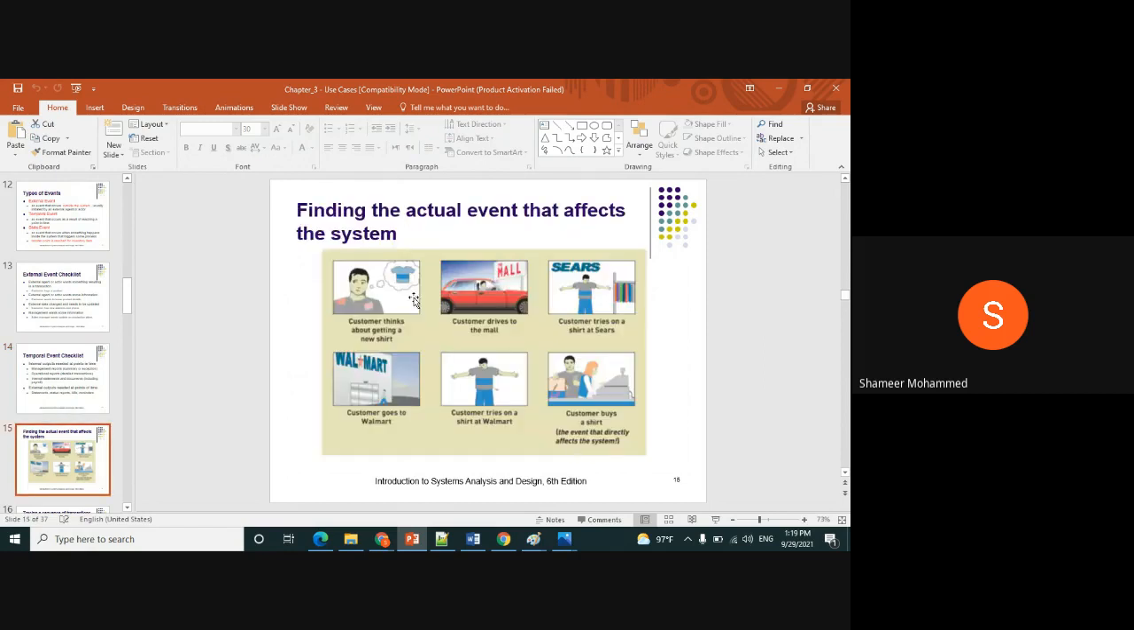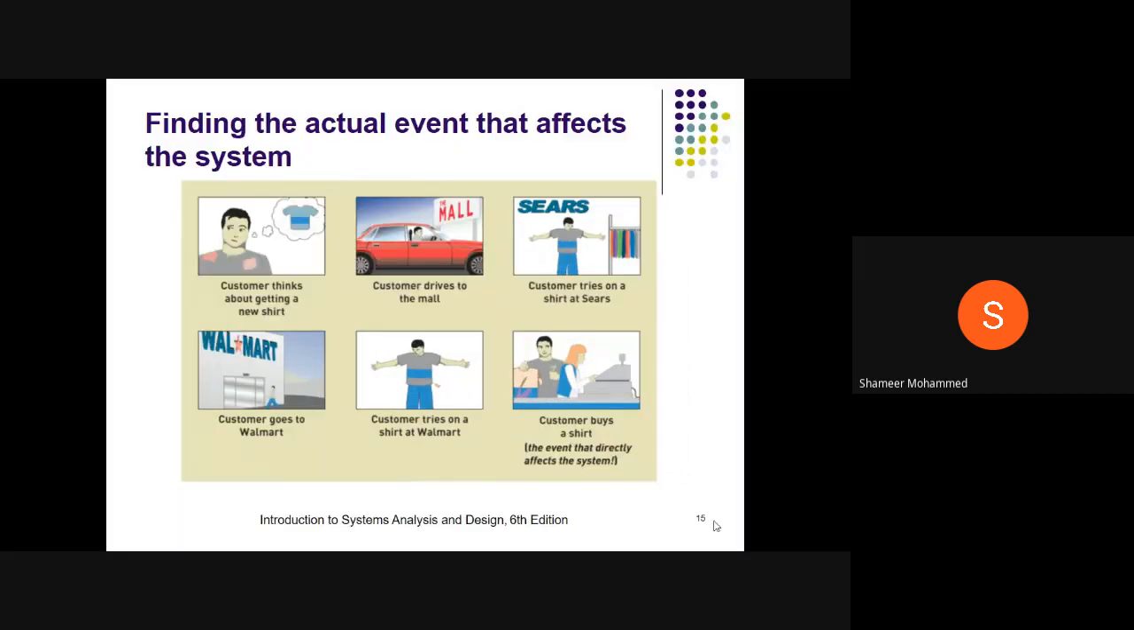So now some examples are explained to you here. Finding the actual event that affects the system. See here, you are the customer. You are thinking to buy some clothes, a new t-shirt. You are going to the mall, to view this company and try the shirt. Then, if you like it, you will go for billing.